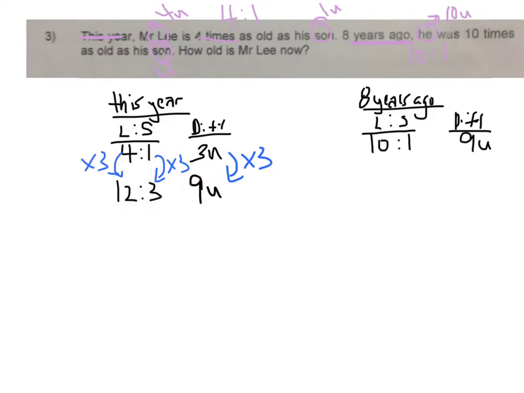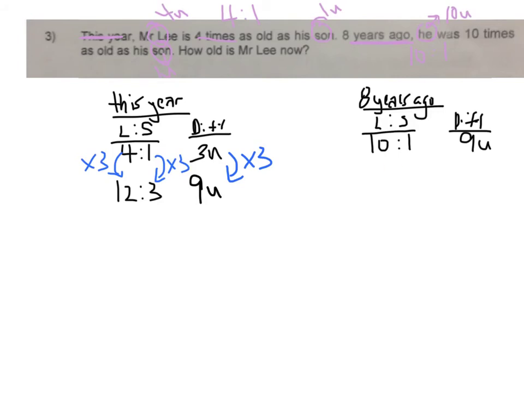So now I can compare both ratios, because both ratios have the same difference. I will know that they are cut into the same parts, the same sizes, so I can just compare like that.